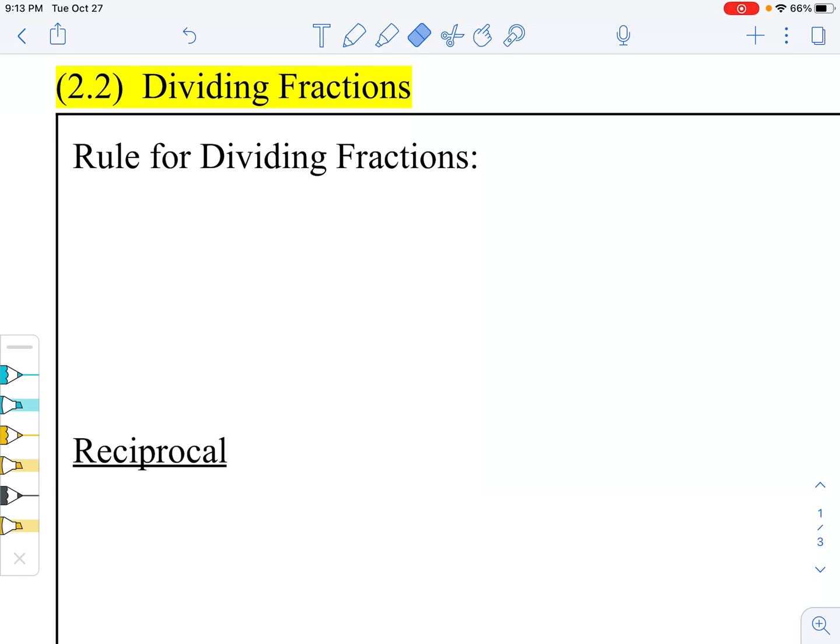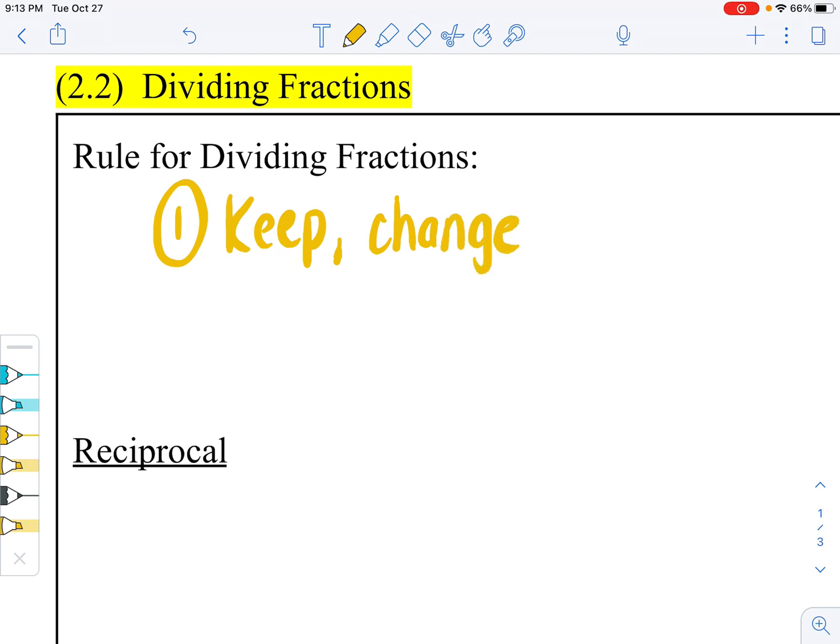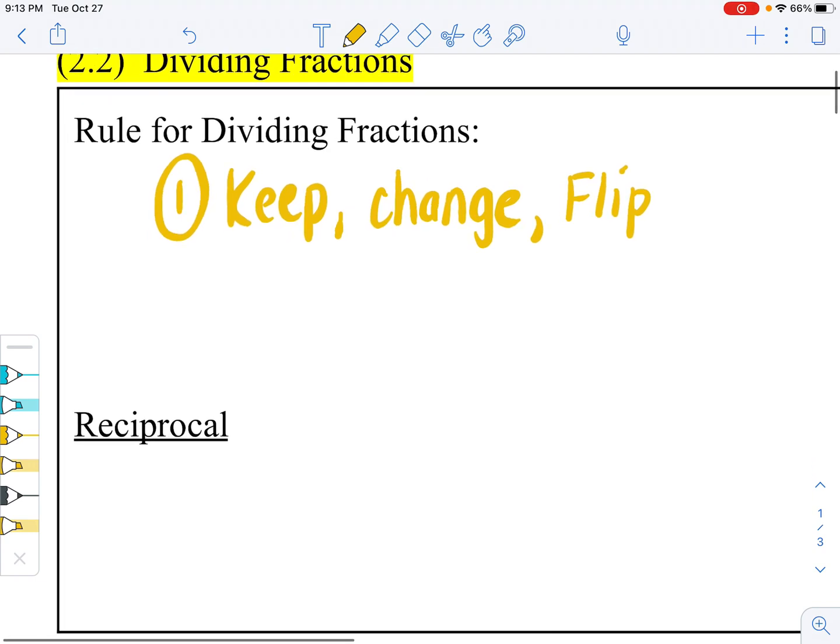In this video, we are going to learn dividing fractions. When we divide fractions, we have one main rule, and that is to keep, change, flip. We're going to keep the first fraction the same, change our division to multiplication, and then flip our fraction. Then at that point, we will have a multiplication problem which we can cross simplify and multiply across.